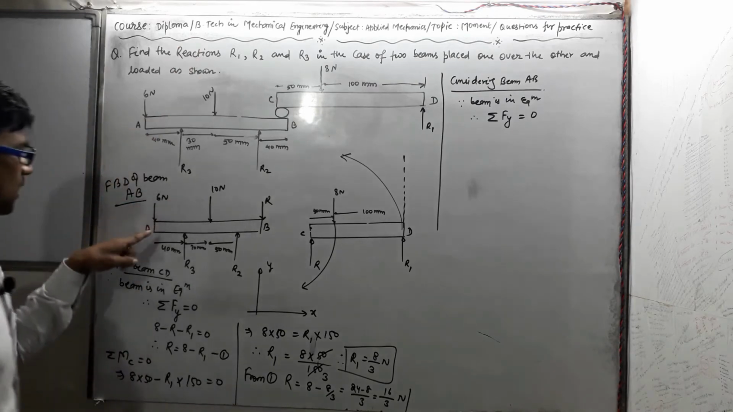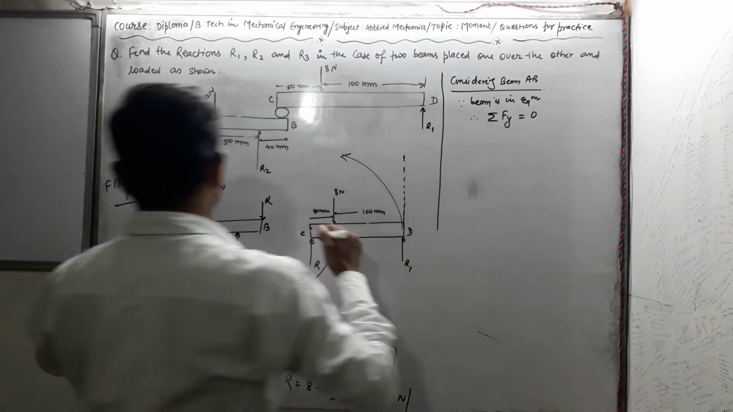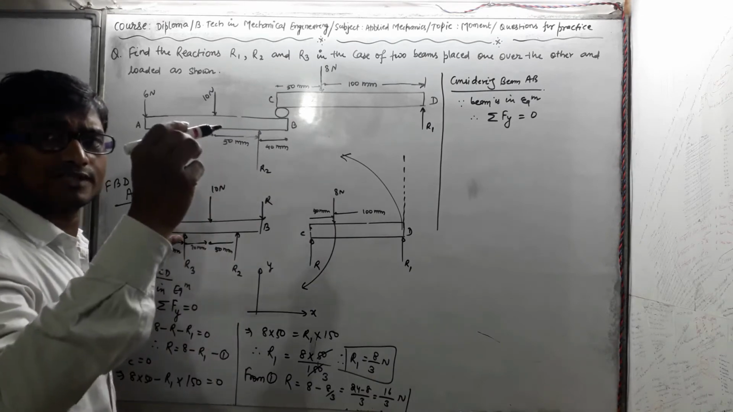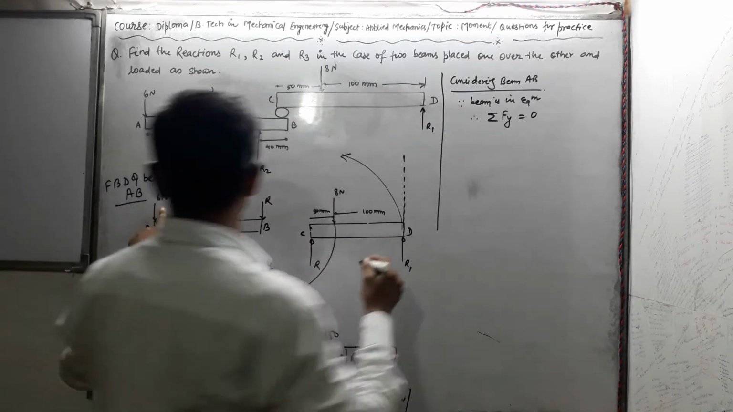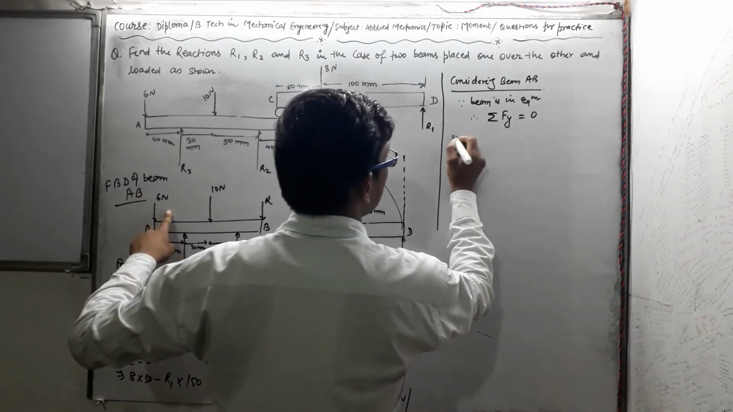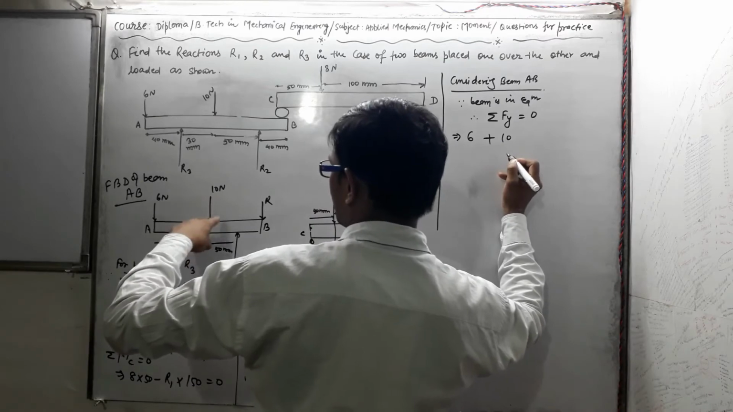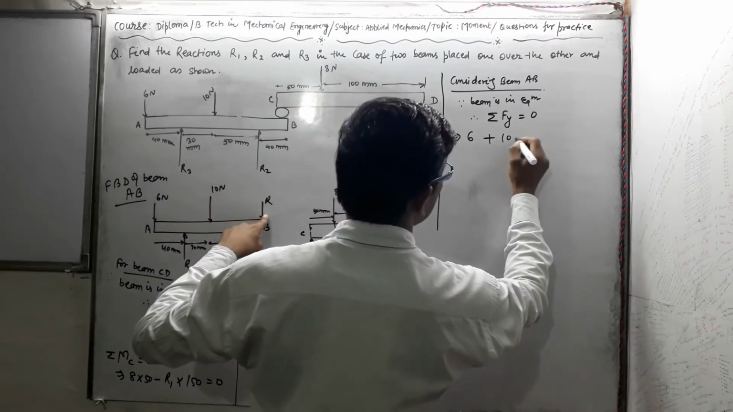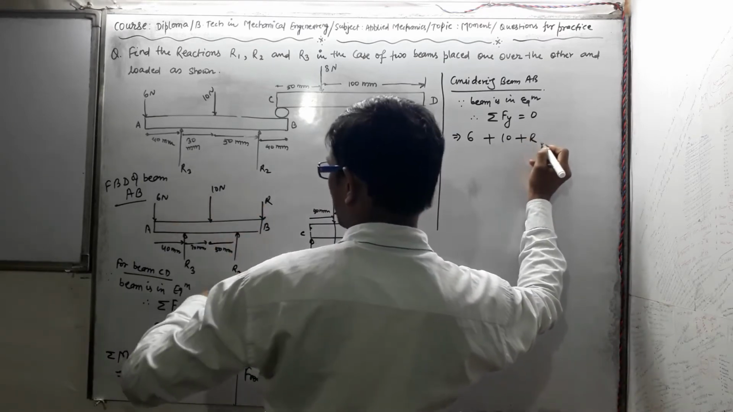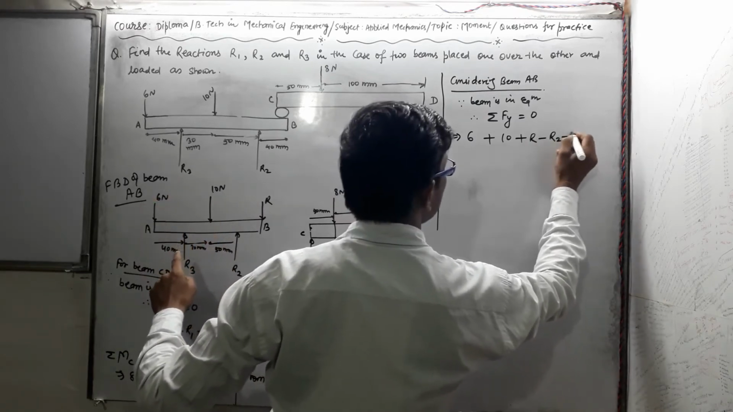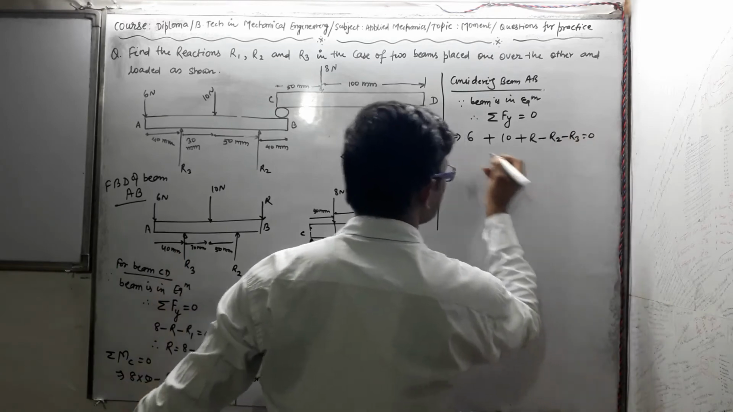So I am considering downward force as positive and upward force as negative. The 6 acting in the downward direction is taken positive, plus 10 which is acting downward is positive, plus R acting downward is positive, and R3 and R2 are upward, so minus R2 minus R3 equals 0.